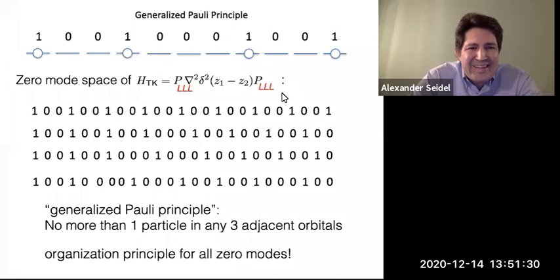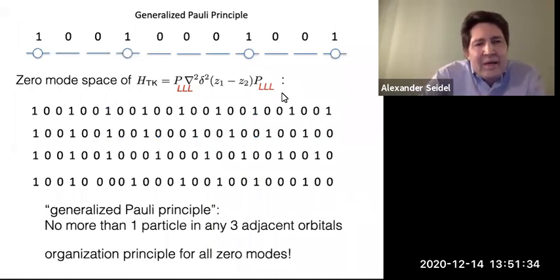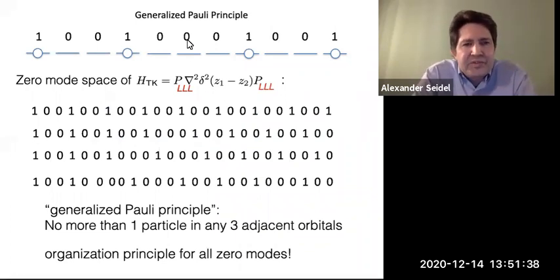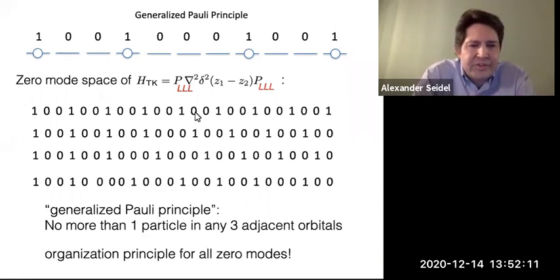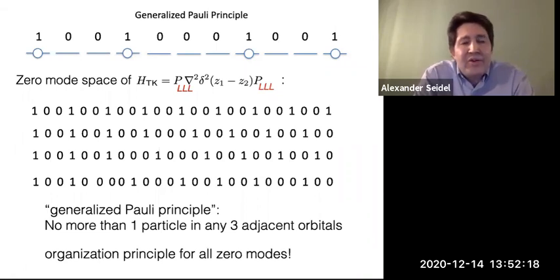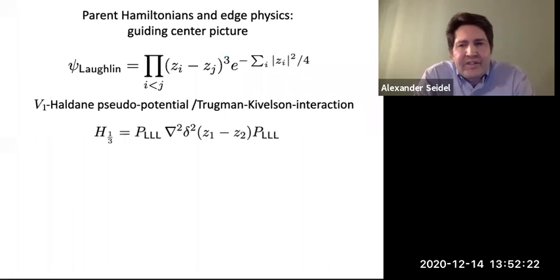And one can establish, and I will talk about that in some detail, a one-to-one correspondence between all the zero modes of the parent Hamiltonian and simple patterns that satisfy what's been coined a generalized Pauli principle. For the case of the Laughlin state, it's a Pauli-like principle that says no more than one particle in any 3 adjacent sites. And these partitions that satisfy this combinatorial rule are in one-to-one correspondence with zero modes of this parent Hamiltonian. So it's an organization principle for all the zero modes, and I can now explain how these zero modes therefore encode the edge physics.